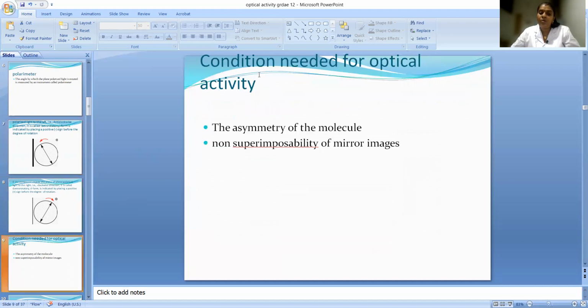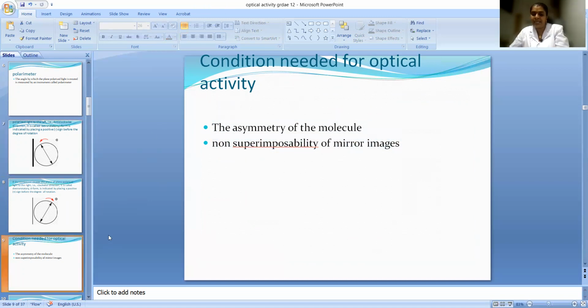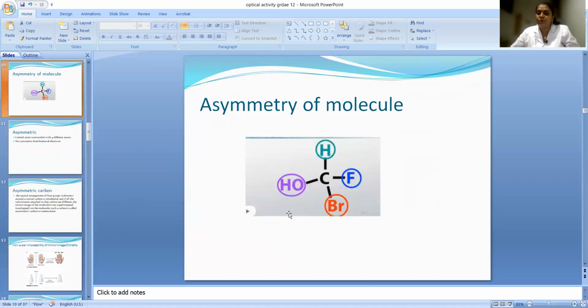Now, what are the conditions needed for optical activity? We know that some compounds have optical activity. So what will be the conditions to form an optically active compound? The molecule must be asymmetric and there must be non-superimposability of mirror images. Let us see each one. So what do you mean by an asymmetric molecule? Look at this molecule. In this molecule, the carbon is surrounded by 4 different groups.